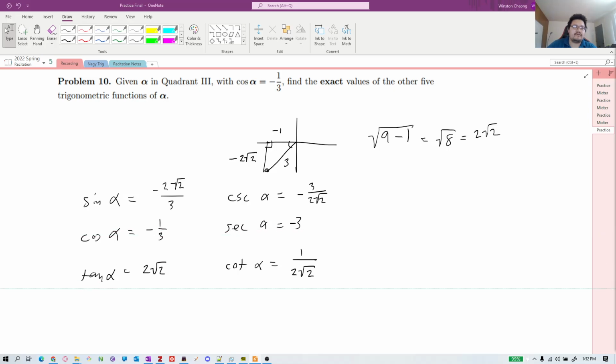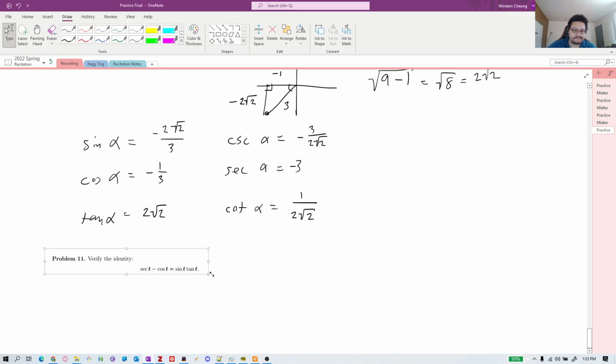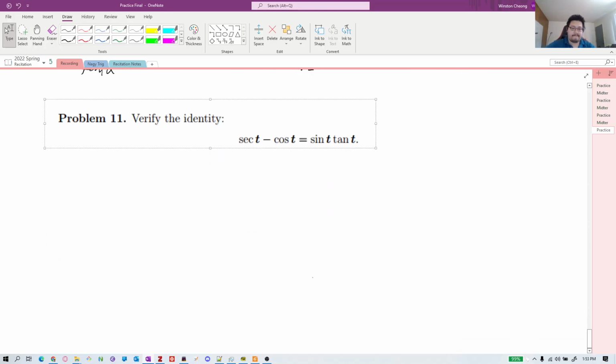Number 11. Verify this identity. So when we verify identities, we're not allowed to just move things around the equality sign. We want to work with one side, work with the other side, and somehow arrive at the same expression on both sides.